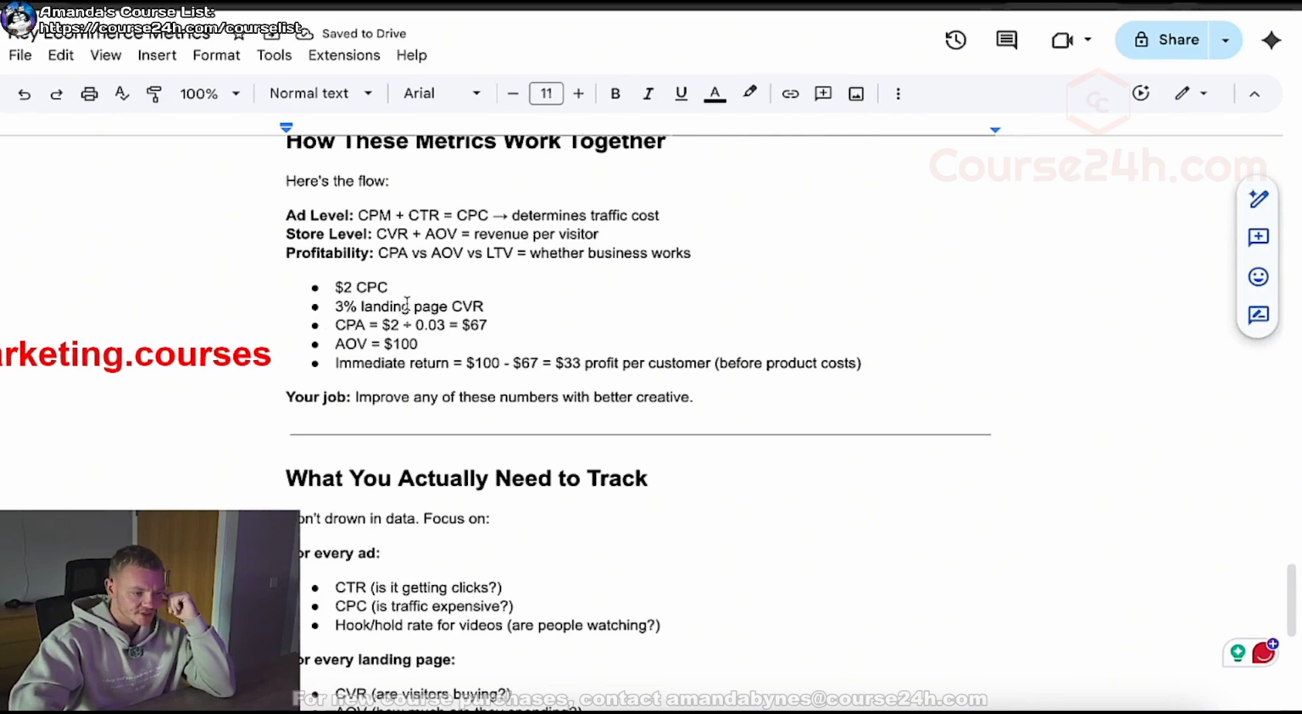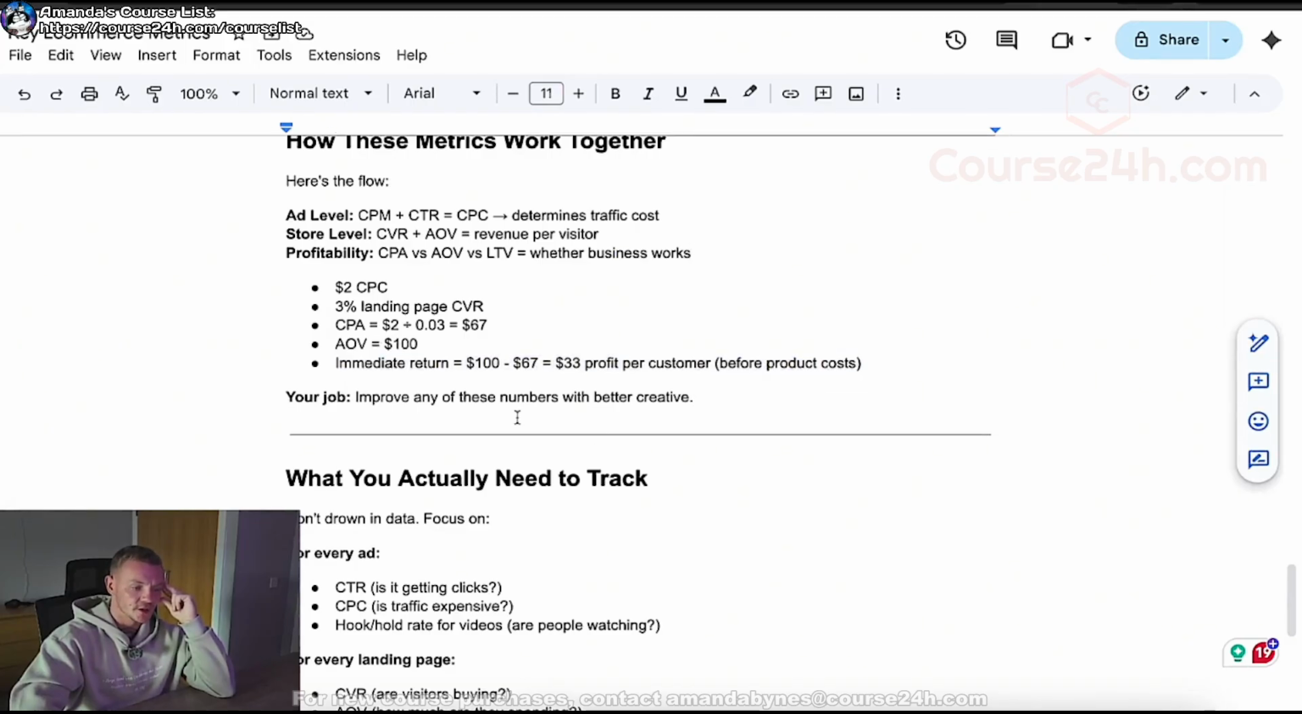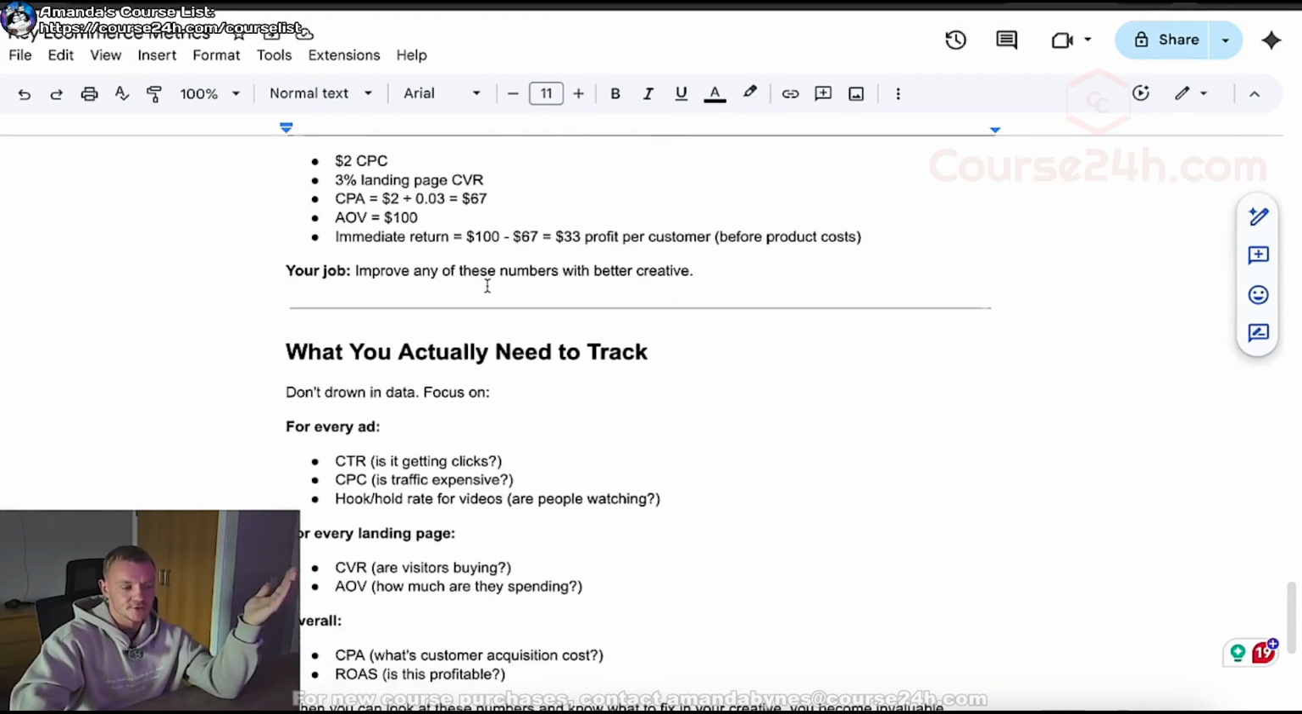We take a $2 CPC, a 3% landing page conversion rate. That means that our cost per acquisition is $2 divided by 0.03, which is $67, and our AOV is $100. So it means that we've got $33 profit per customer. Now this is before product costs. So we basically need to be improving all of these numbers to get more profit. That's essentially all this is, right?